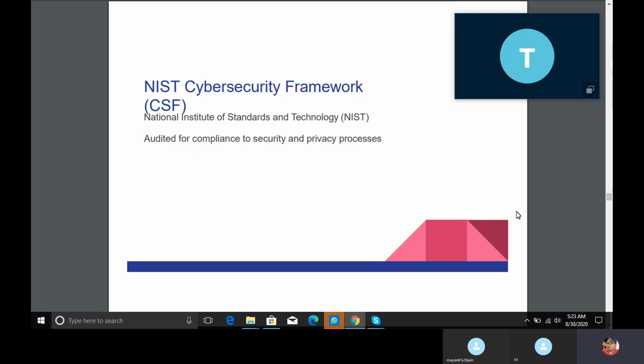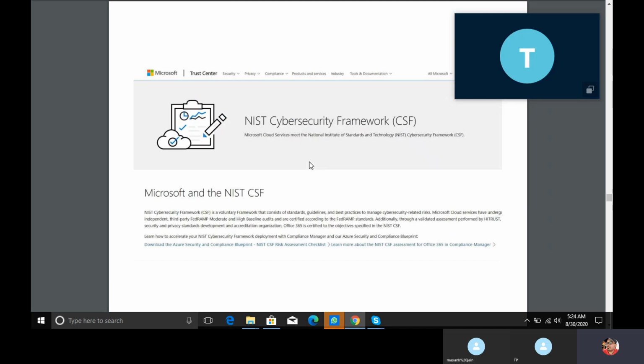Those things come under maturity in operations, maturity in the development standards you follow to protect against cyber security threats. Those things come under compliance: audited for compliance to security and privacy processes.